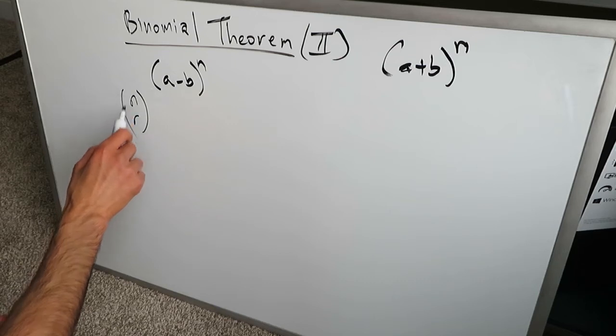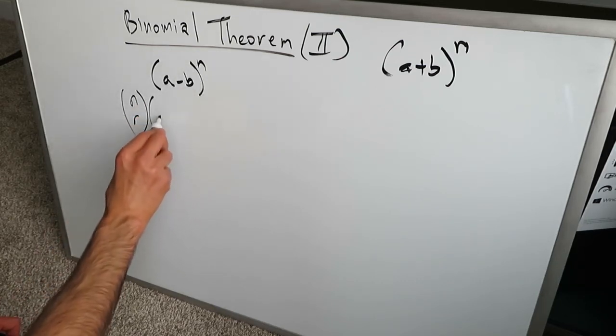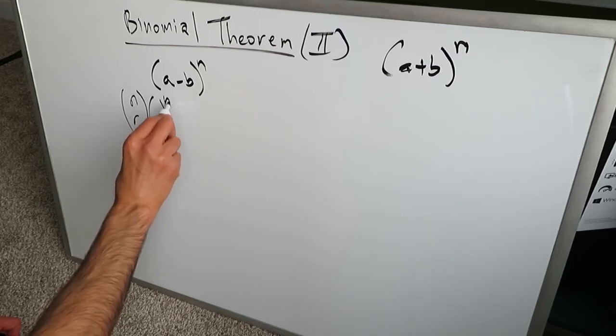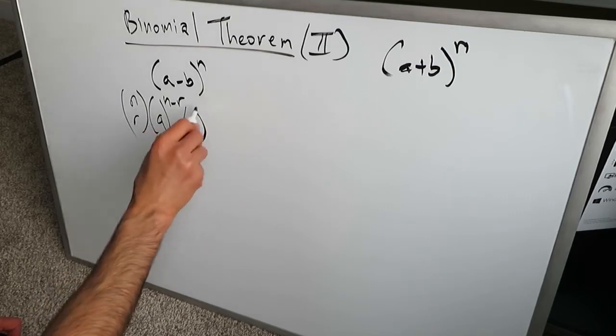You always start with the n and the r. The n represents your maximum exponent, the exponent you start with. The a term will always be n minus r. You see, it's n minus r. And then the b term will always be this r value here.